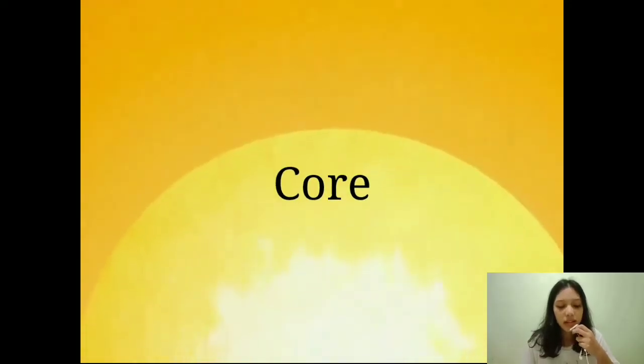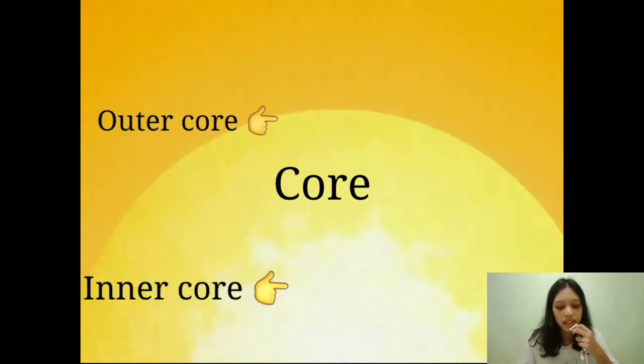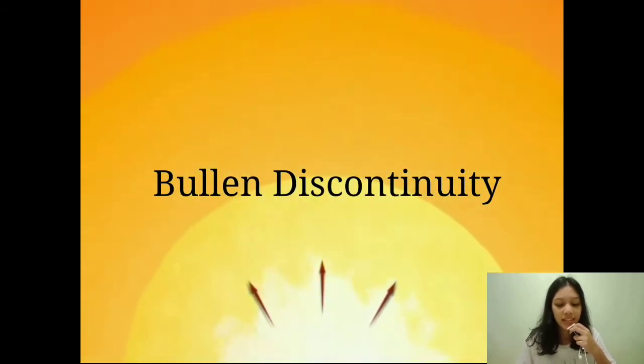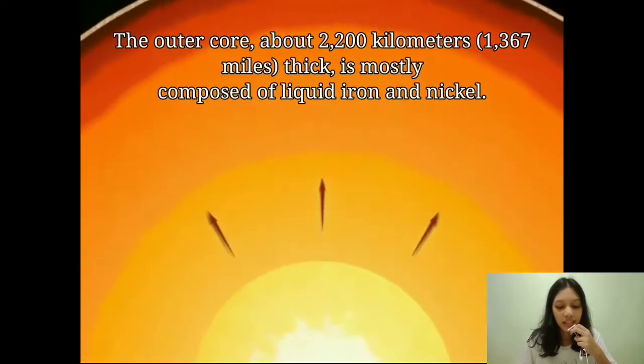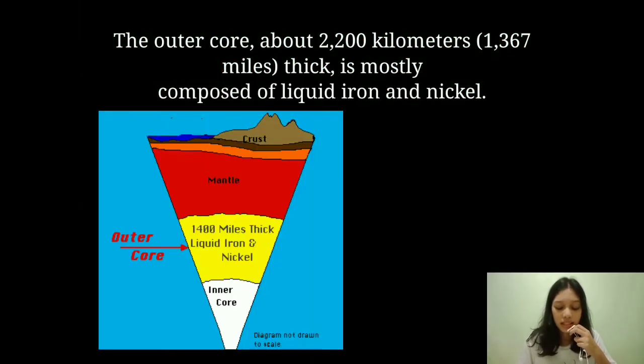The core is made up of two layers, the outer core, which borders the mantle, and the inner core. The boundary separating these regions is called the Lehmann discontinuity. The outer core is about 2,200 kilometers or 1,367 miles thick and is mostly composed of liquid iron and nickel.